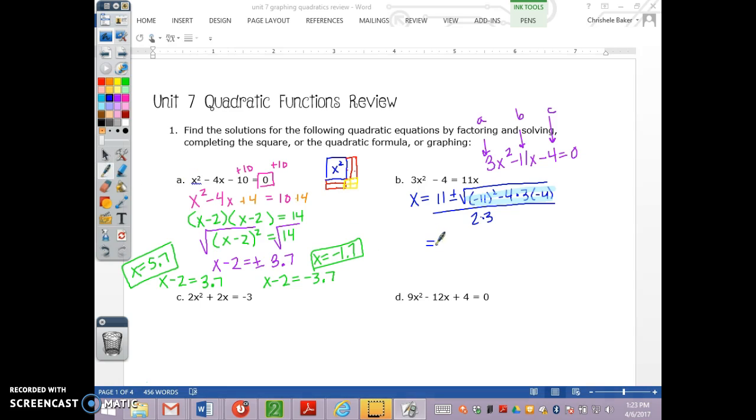So I have 11 plus or minus the square root of 169 over 6. The square root of 169 is 13, so I have 2 problems to solve. 11 plus 13 over 6, and 11 minus 13 over 6. Make sure you're doing that numerator first. So 11 plus 13 is 24. 24 divided by 6 is 4. And 11 minus 13 is negative 2. And negative 2 over 6 reduces to negative 1/3. There are my two x-intercepts.